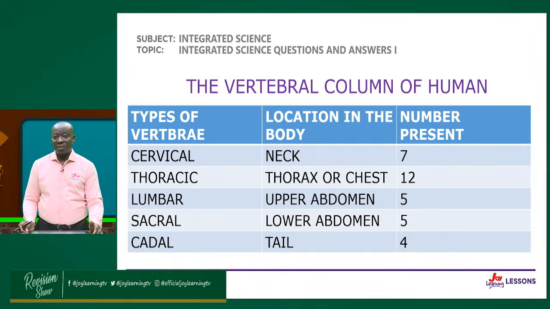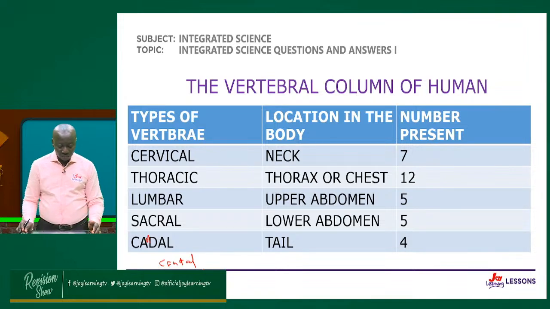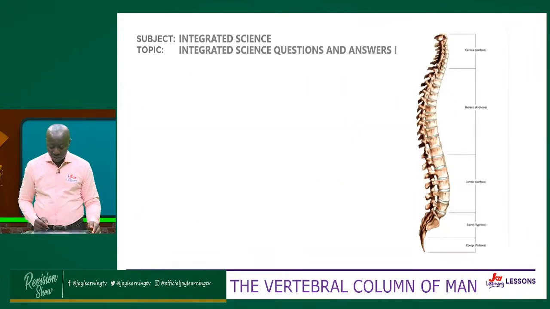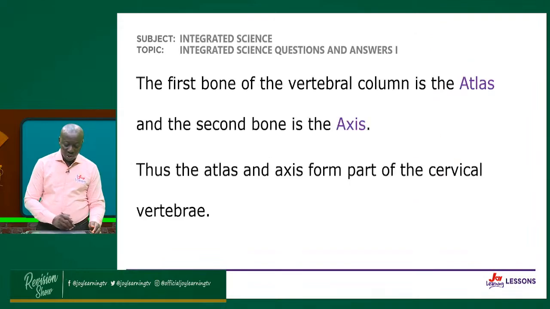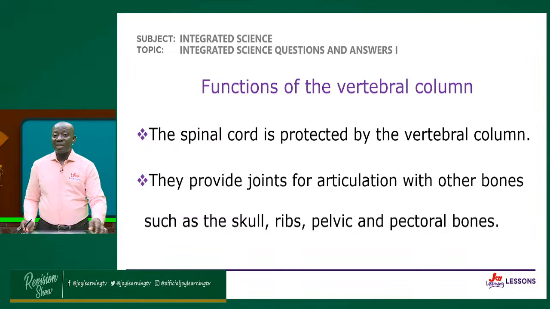Well, from that part we have the lumbar. The lumbar are very big around the stomach area, and you find them around the upper abdomen. They are 5 in number. So around the waist or the lower abdominal region, we have the set of vertebrae referred to as the sacral. The sacral vertebrae are 5. And then we have the caudal vertebrae. They form the tailbone, and together they are 4 in number. So we have the 4, the 5, the 7, the 12. In all, they should be about 33.